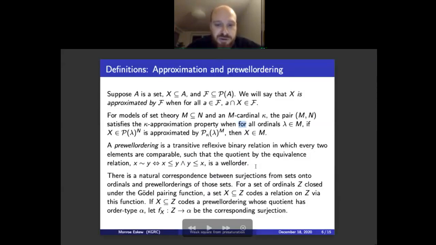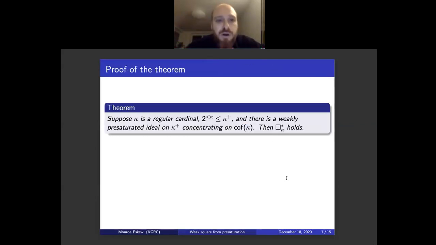You can take a subset of it that will code a set of pairs, and so we'll code a relation. And if it codes a pre-well ordering, then you let F sub X denote the corresponding surjection onto the length of that well order. Okay, so let's get into the theorem. So here's a restatement of it.